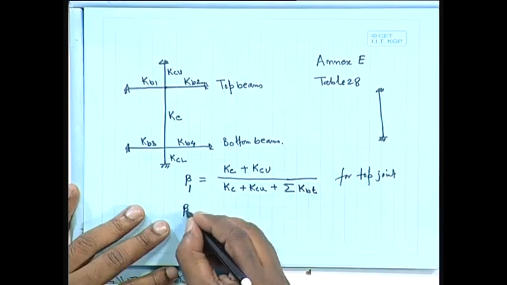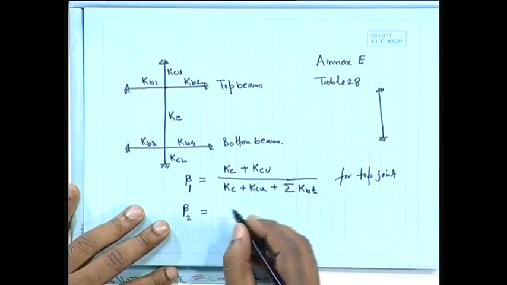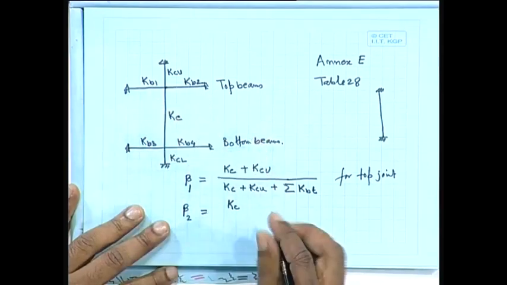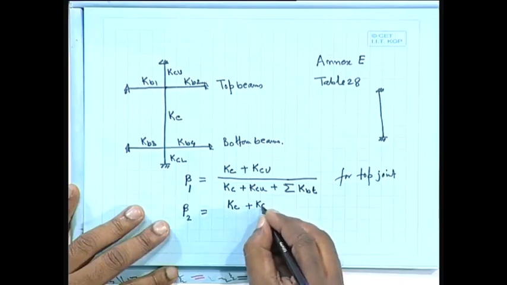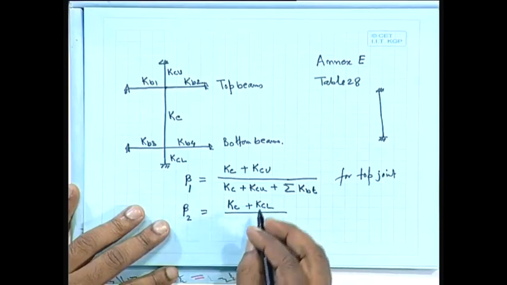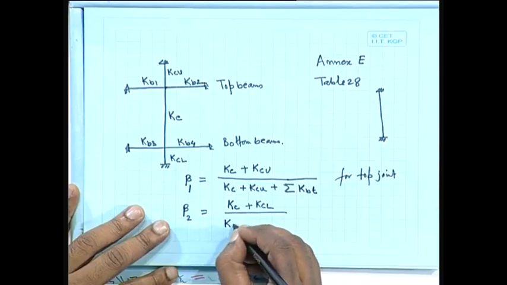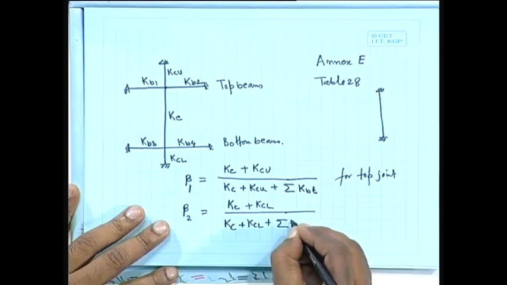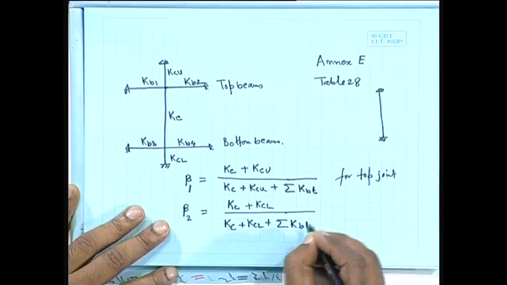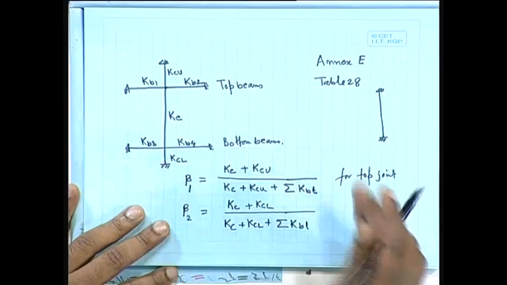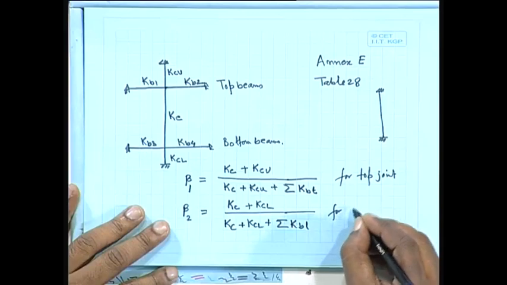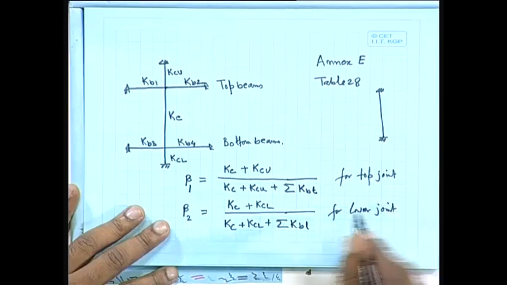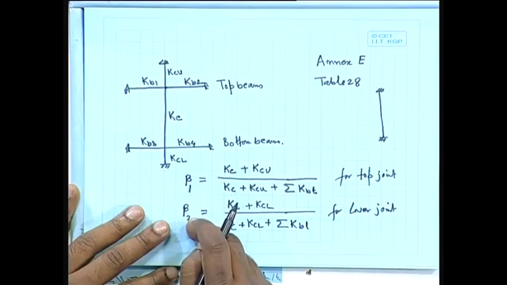Similarly, we shall get beta 2, and beta 2 will be equal to Kc, the column which you are considering, plus Kcl, divided by Kc plus Kcl plus the summation of Kbl, that means for the bottom or lower one. So, we shall get beta 1 and beta 2.